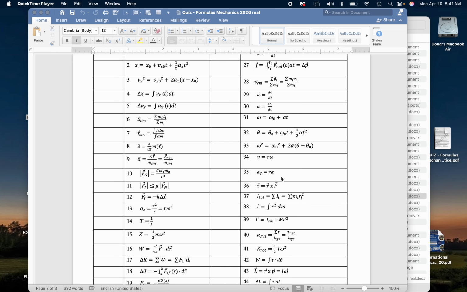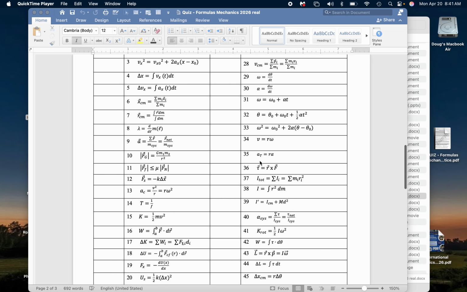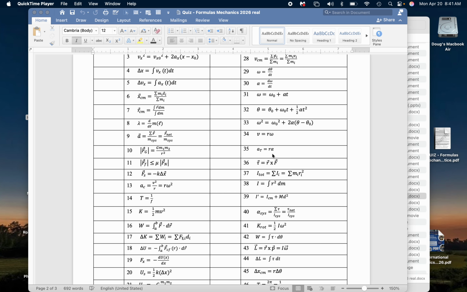34 and 35 are the ones where we had that rotational quiz on, I think. So linear velocity equals radius times angular velocity. Remember, units: meters per second equals meters times per second. 35, linear acceleration or tangential acceleration equals radius times angular acceleration. Meters per second squared equals meters times per second squared.